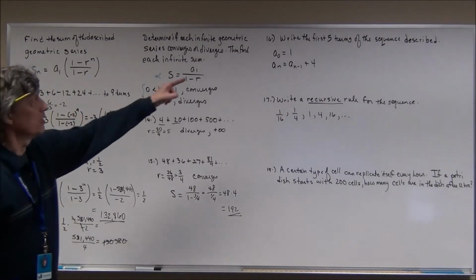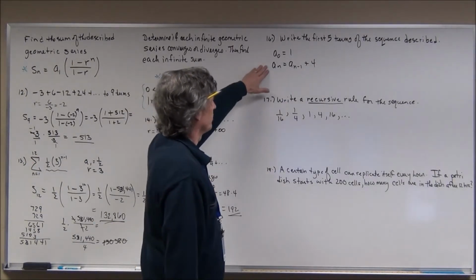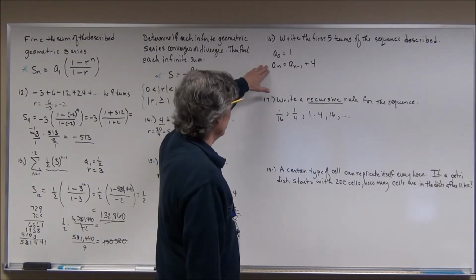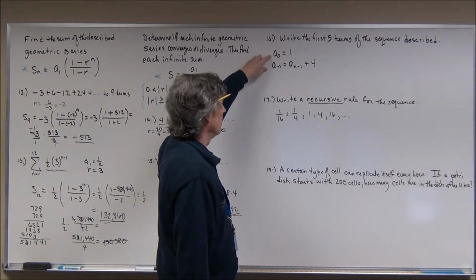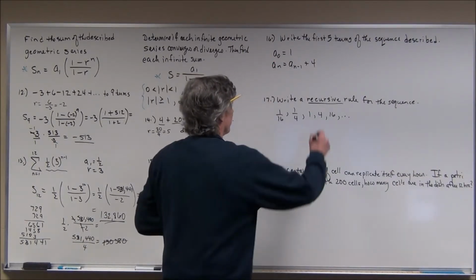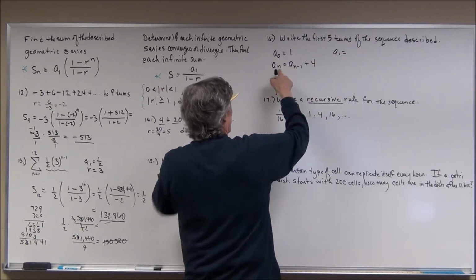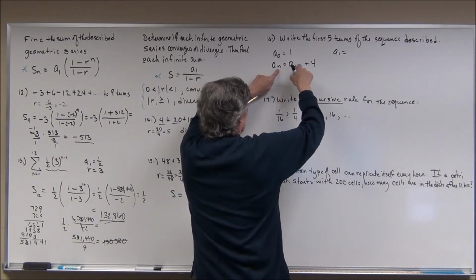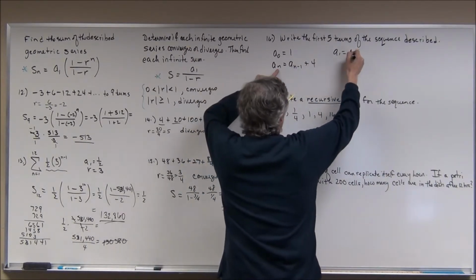Alright. Write the first 5 terms of the sequence described. Now this is not quite a recursive definition, but it's good enough because with the recursive they'll give you a sub 1, in this case a sub 0. But that's okay. That means we can find the first 5 terms. We can find a sub 1. A sub 1 is when n is 1. When n is 1, this is a sub 0, so this is 1 plus 4 is 5.